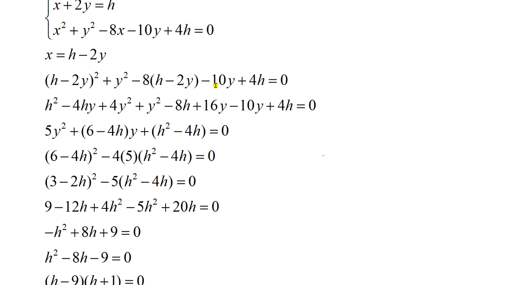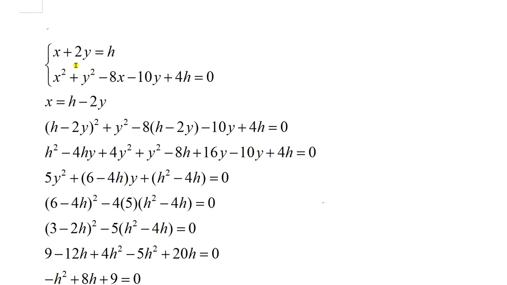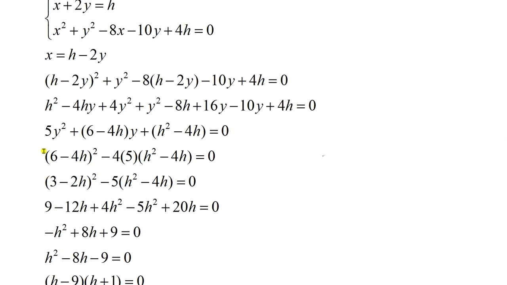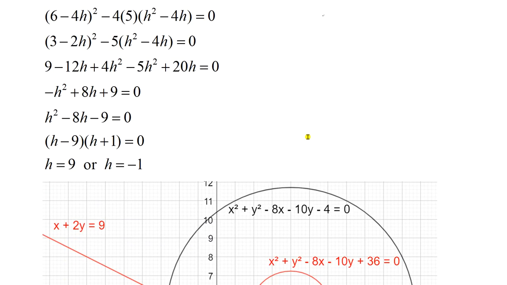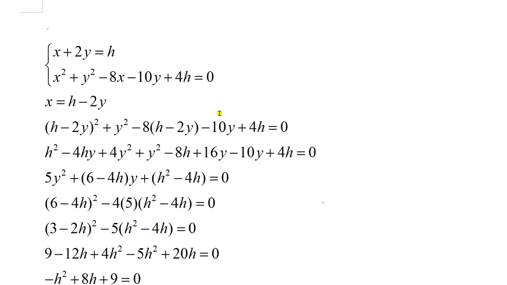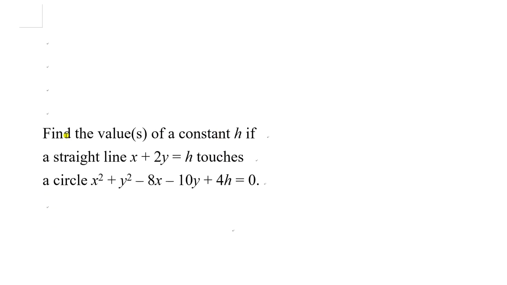Of course, when you make y the subject of this straight line and substitute into the circle, you will get something like ax squared plus bx plus c. Then solving that equation gives the x coordinate of the intersecting point. That is the first method to do it. And the second method is, let's look at a powerful formula.